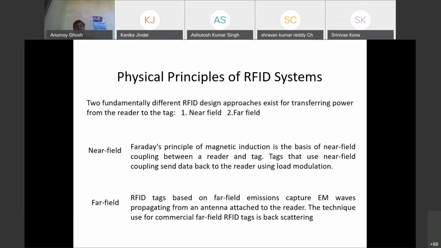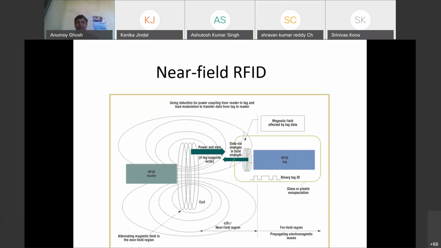So a tag antenna may be within the near field region of the reader antenna, or maybe in the far field region of the reader antenna. If the tag antenna is within the near field region of a reader antenna, then how the tag will interact with the reader, that is one principle. And if it is in the far field region of the reader antenna, then how it will interact. So in the near field, what happens is that there is Faraday's principle of magnetic induction, which will be clear from this figure.